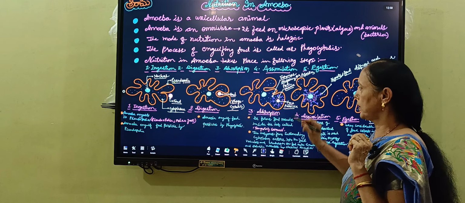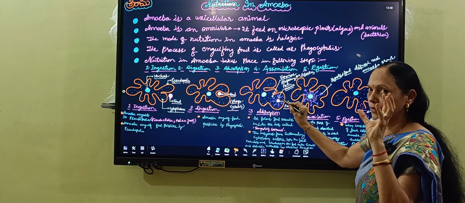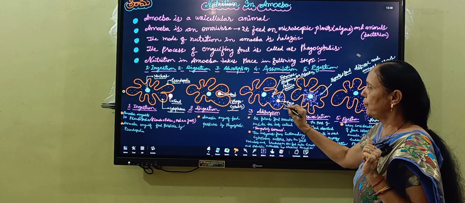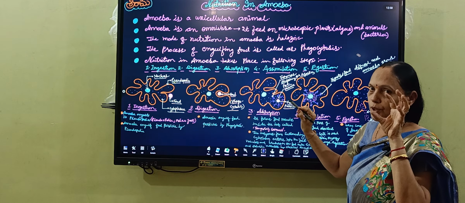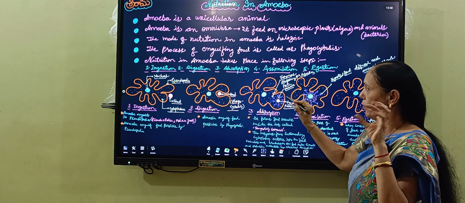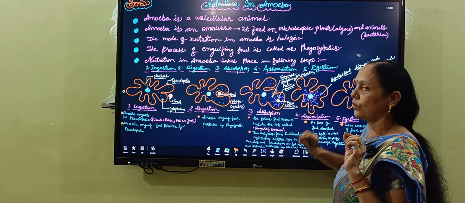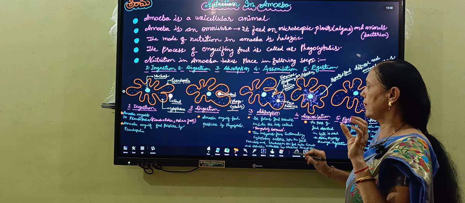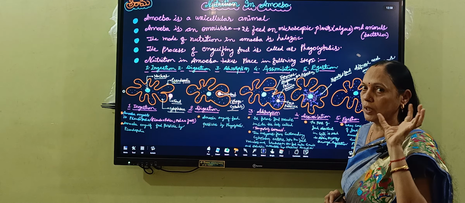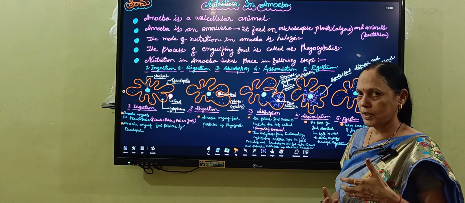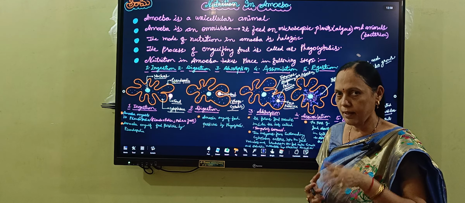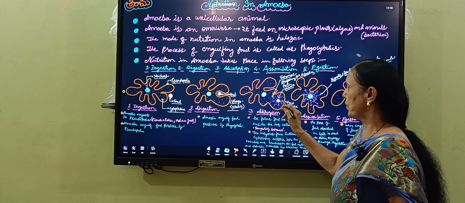So here what is happening? Around the food particle, small food vacuoles generate. The small food vacuoles are formed, and what is the function of that vacuole? It will act just like a temporary stomach. Just like in our body the stomach grinds the food material, in the same way it will act like a temporary stomach.